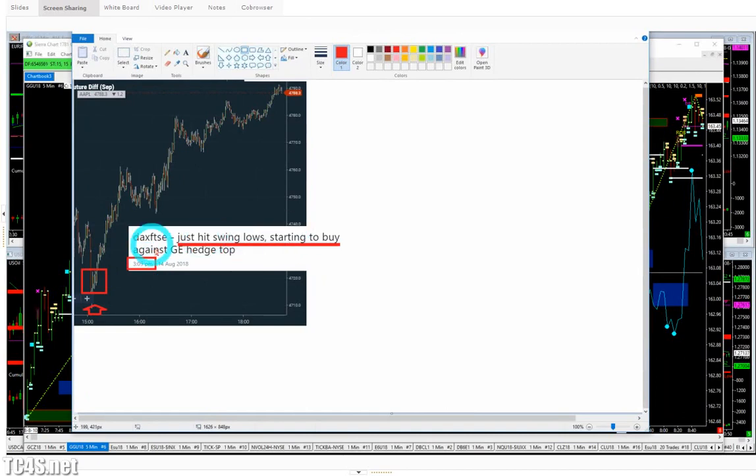Just hit swing lows, starting to buy against the pound euro. Look, this is what happened to that trade, guys, live in the room, live on the tweets, called live in the room. It went 47.20s to 47.90s. It ended up adding another 70 ticks to that trade.